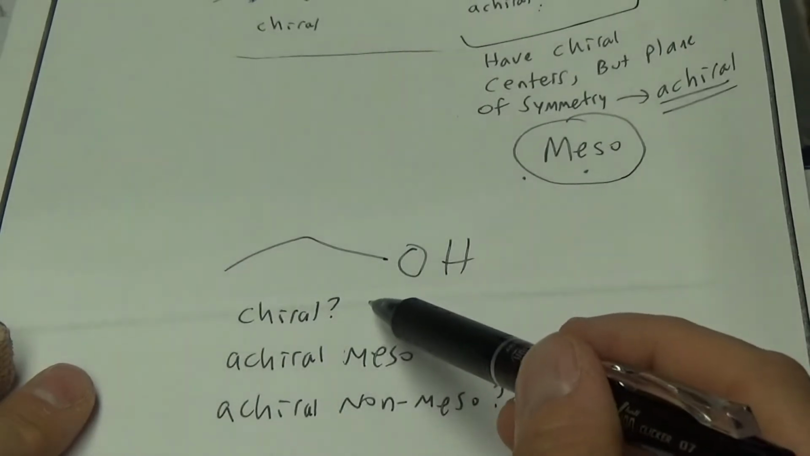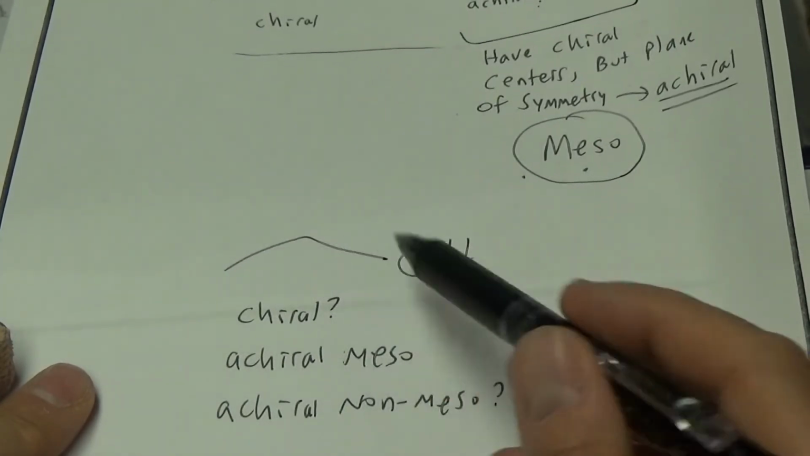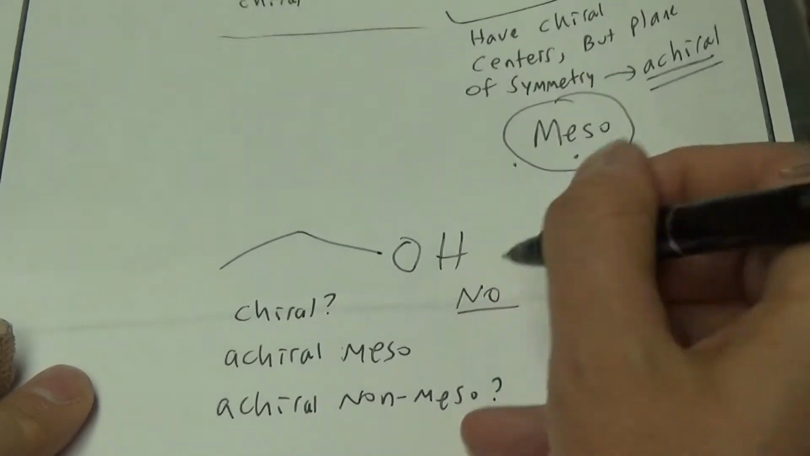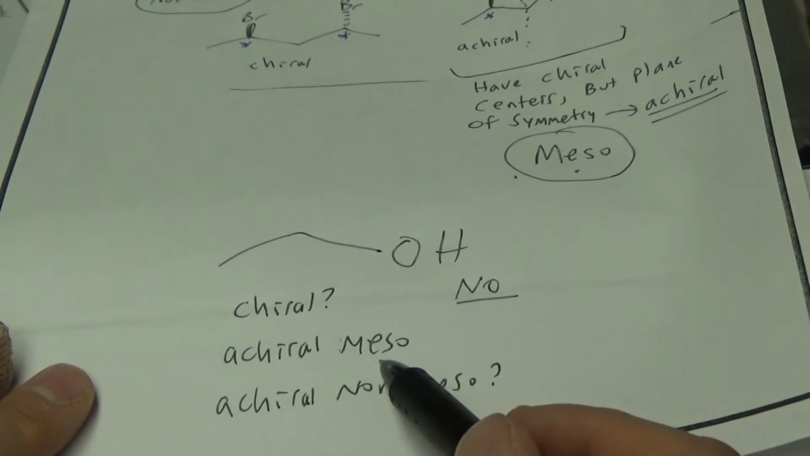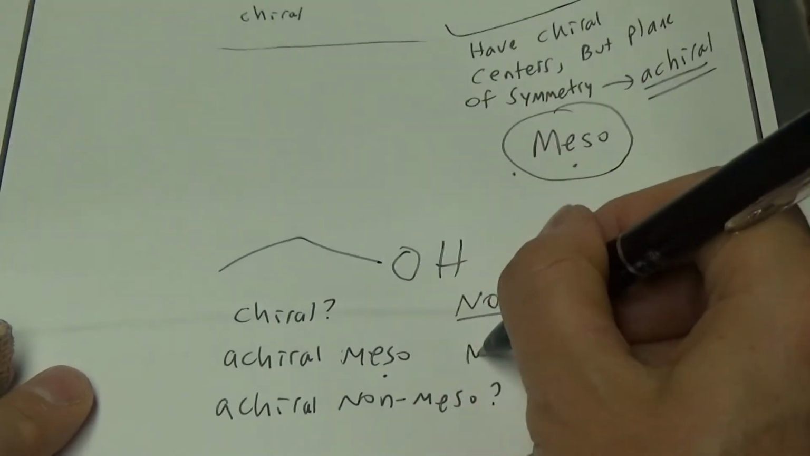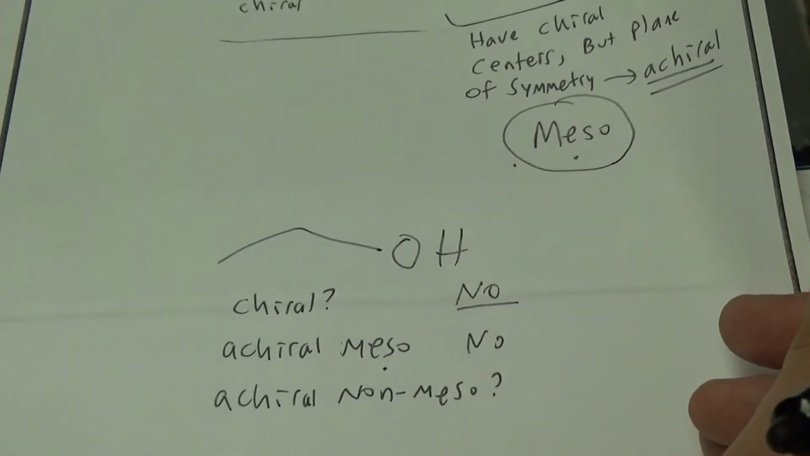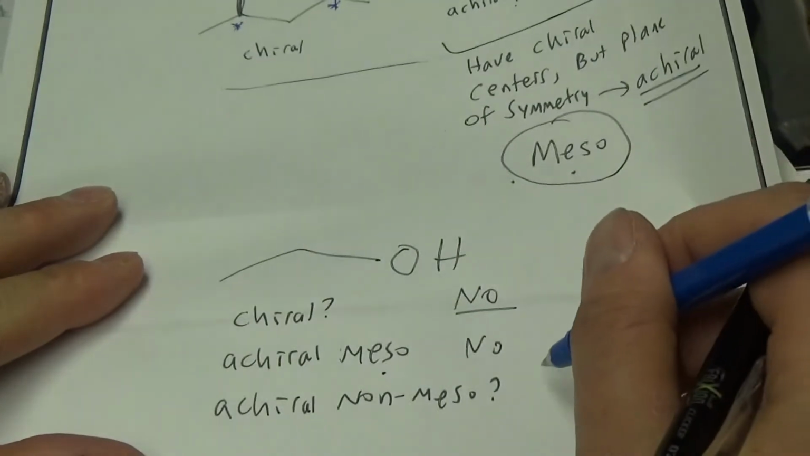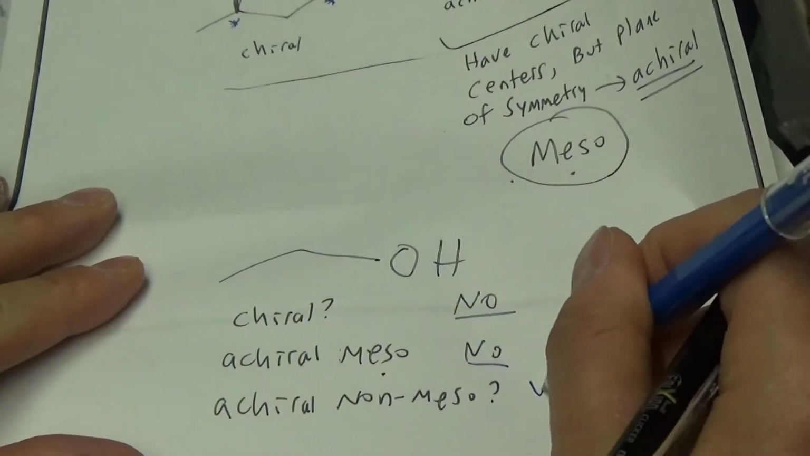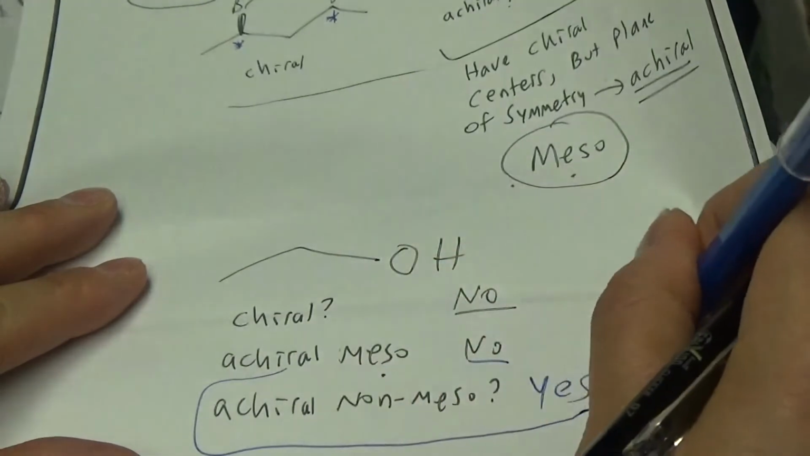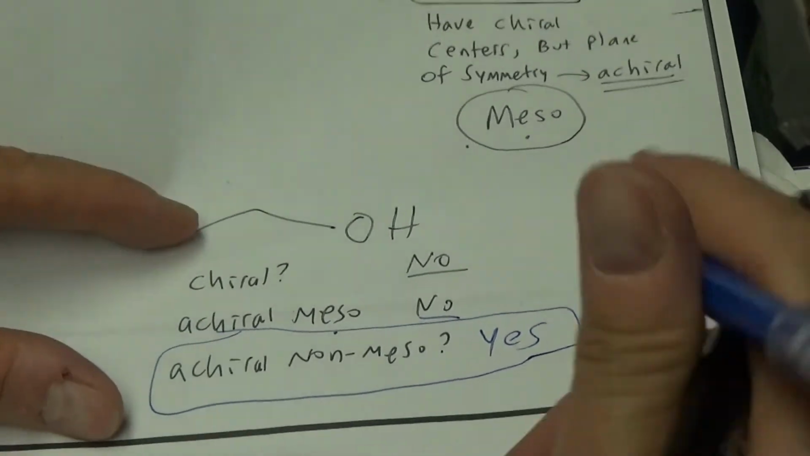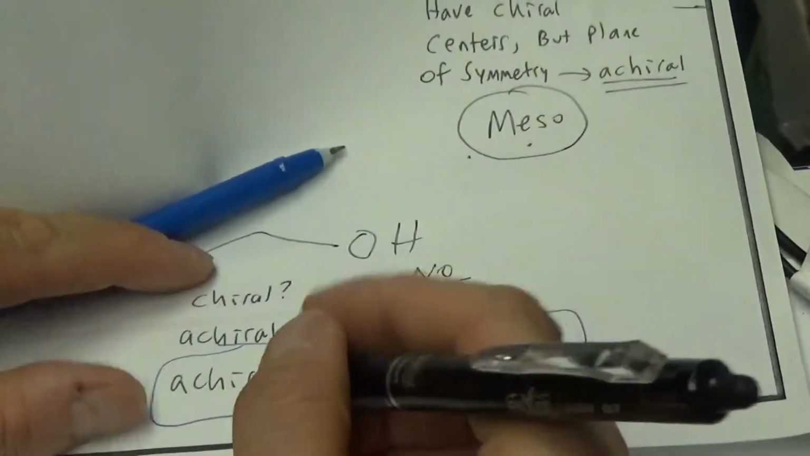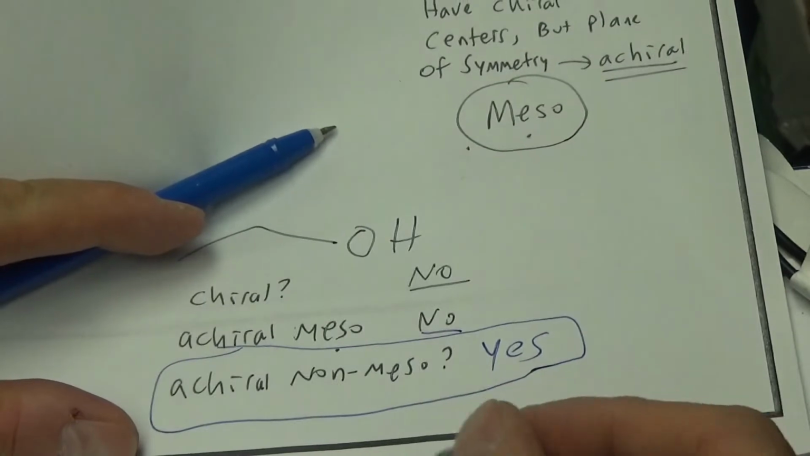First, is it chiral? Any chiral centers? You see any chiral centers there? No, it's not chiral. Is it achiral meso? Well, in order to be achiral meso, you'd need chiral centers, and you would need a plane of symmetry. It says no. So that must mean it's achiral non-meso. It's definitely achiral non-meso, right?